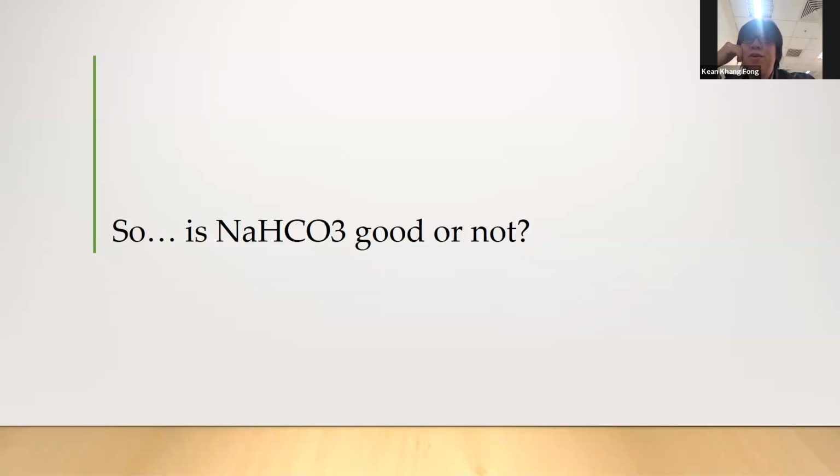So whether good or not, I think it's useful for certain patients, especially those with renal failure, as shown in the BICAR-ICU trial. But in terms of lactic acidosis and ketoacidosis, you're right to say that it doesn't help, except when the pH is less than 7.15. I think the Surviving Sepsis Campaign guidelines also have a recommendation: we only use bicarb for lactic acidosis when the pH is less than 7.15.